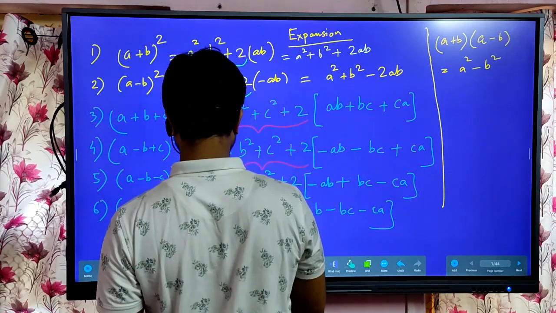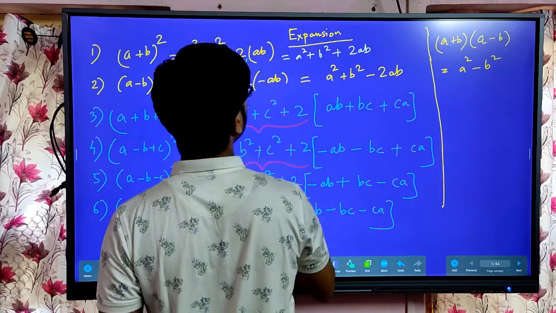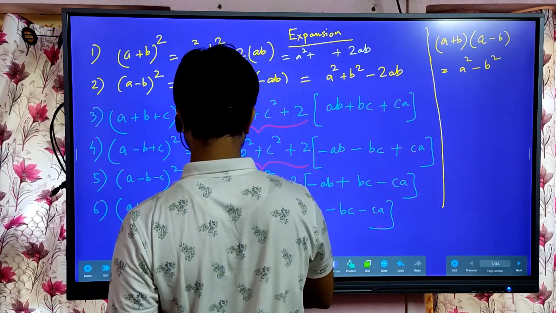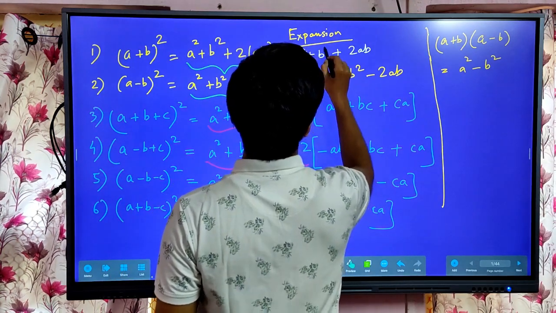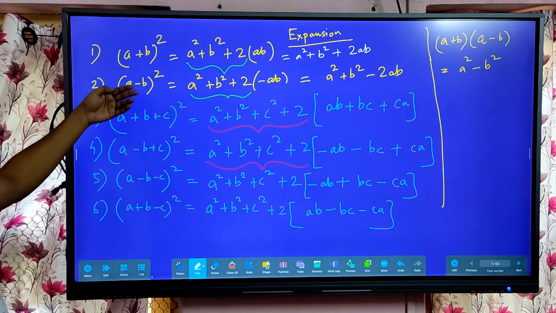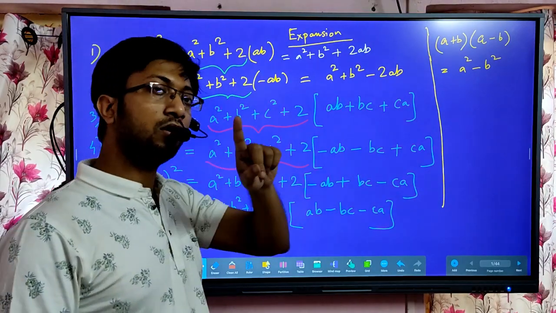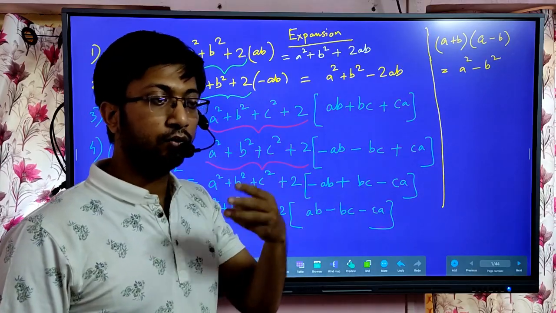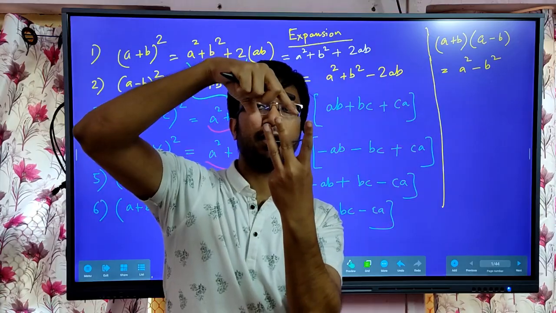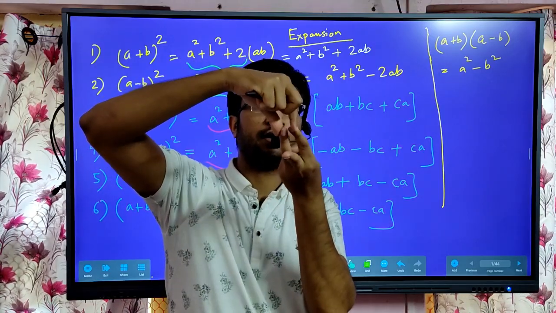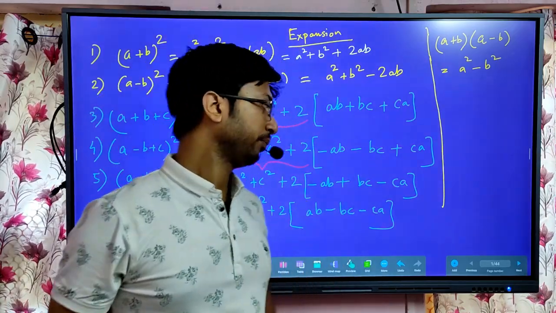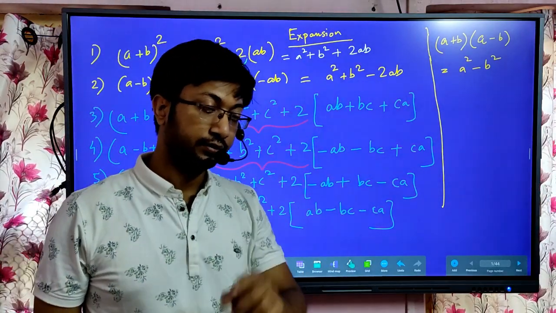Okay, let me write clearly. Yes, just like this. So now when there were 2 terms, there is only one combination possible, that is ab. When 3 terms come, then there will be 3 combinations. One is ab, next is bc, and third is ca. ab, bc, ca, and that too we will put with sign.